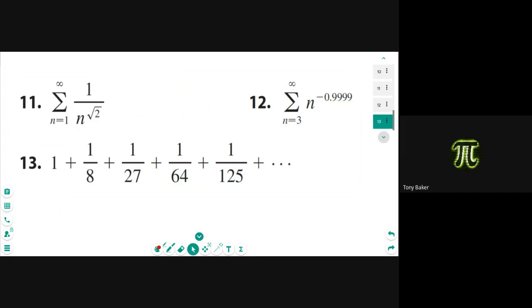Every one of these is a P series. What's the square root of 2? Approximately 1.414. What's 1 times 1? 1. What's 2 times 2? 4. So it's got to be between 1 and 2. It's got to be greater than 1, otherwise you get 1, not 2.